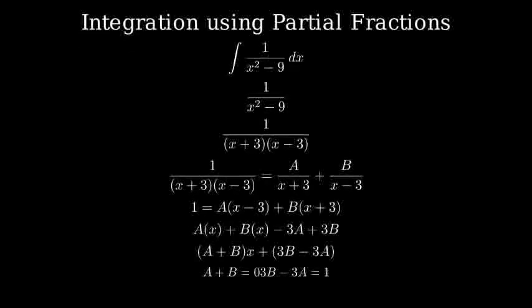Now, notice that the coefficients of like terms must be equal. That is why A plus B equals 0 and 3B minus 3A equals 1. Let's solve these linear equations to find the values of A and B.